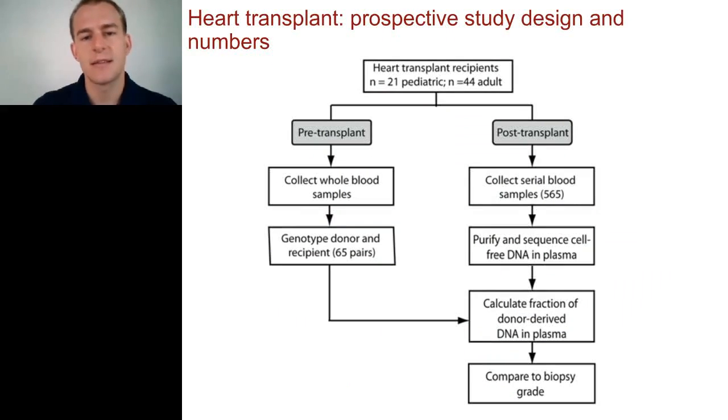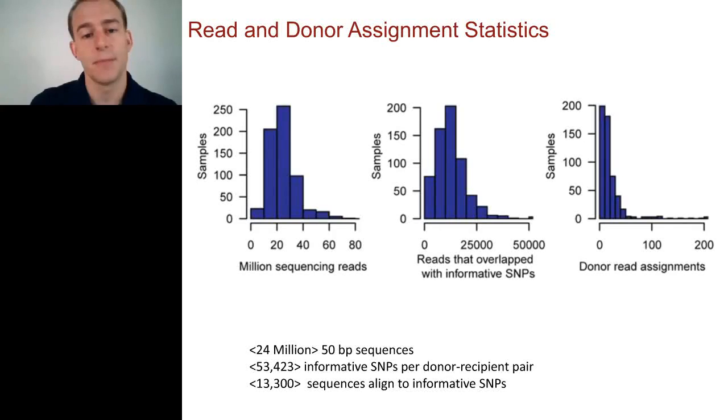So what we've done over the last couple of years is we've collected a lot of samples from both heart and lung transplants. And I'm first going to talk about the heart transplants. In heart transplants, we've recruited about 20 pediatric patients and about 45 adult heart transplant patients. We've collected whole blood samples pre-transplant for genotyping, and then plasma samples post-transplant. And we've purified the plasma DNA and sequenced it. And eventually that allowed us to evaluate the fraction of donor-derived DNA molecules, which is the metric that we are interested in, and we compared that to the biopsy grade.